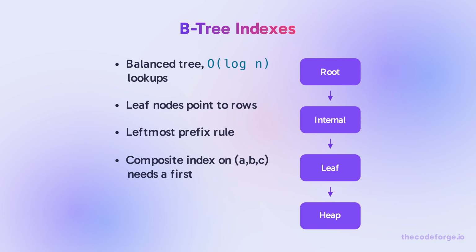The default index type is the B-tree. It's a balanced tree where each node holds sorted keys and leaf nodes point to rows. The tree depth grows logarithmically. A billion-row table needs only about 4 or 5 levels. But if your query doesn't match the leftmost prefix of a composite index, the B-tree is useless.